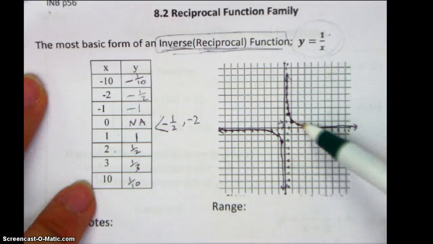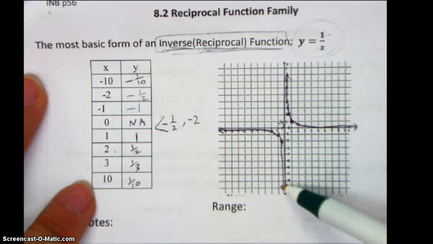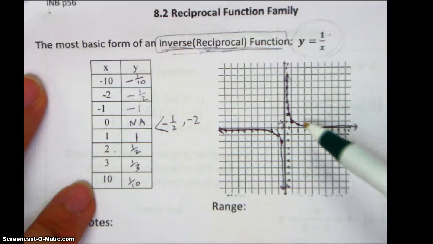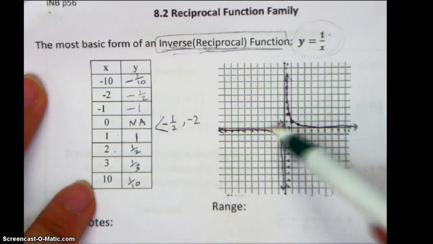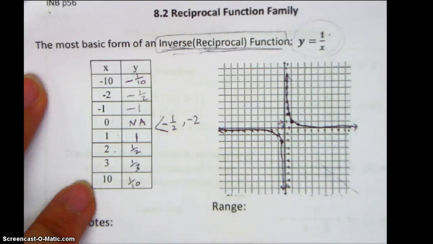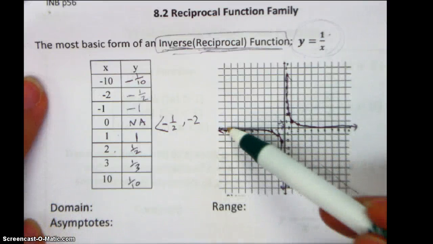See how this part of the graph and that part of the graph is exactly symmetrical? They are actually symmetrical across the origin. If I fold the paper across that line, then this image will exactly match with that image. And also notice that we have two asymptotes.